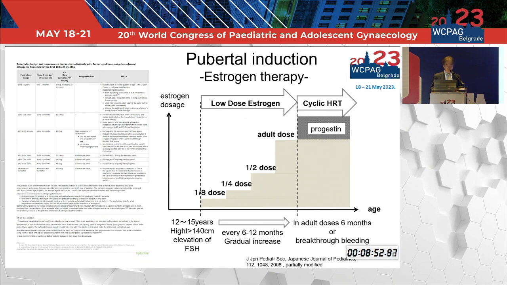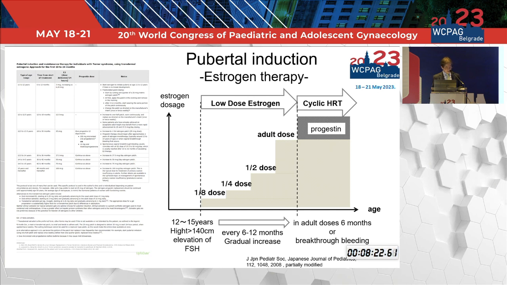And next is pubertal induction by low-dose estrogen therapy. The table on the left is taken from UpToDate, and a protocol to start with a low dose of estrogen via transdermal agent during adolescence and gradually increase the dose, and then add progestin when the adult dose is reached.